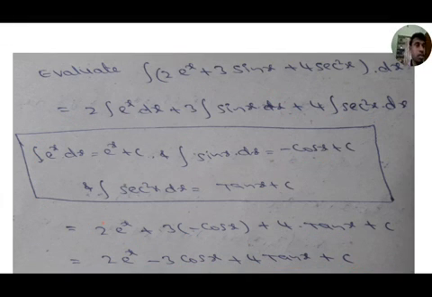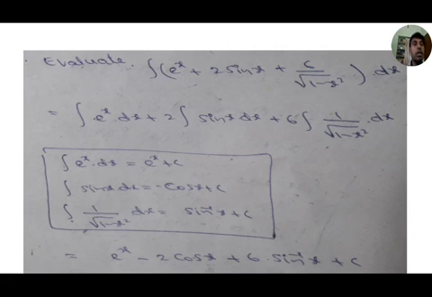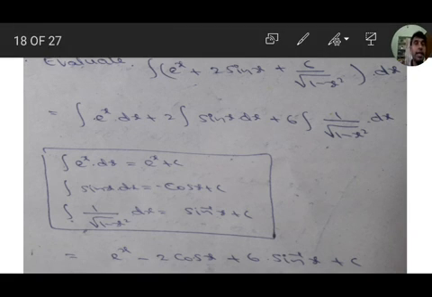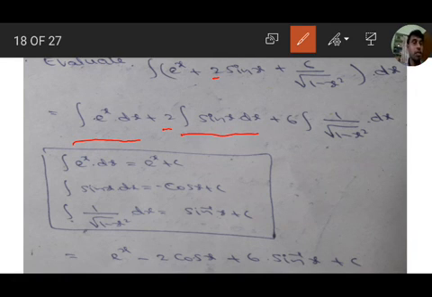Formulas are compulsory. If you don't know the formulas, we can do nothing. Next, evaluate integration e to the power of x plus 2 into sin x plus 6 by square root of 1 minus x square. Here also a sum of 3 functions. So first, integration of e to the power of x dx. 2 is the coefficient outside. Integration of 2 into sin x dx. 6 is the coefficient outside. Integration of 1 by square root of 1 minus x square dx. So here also 3 formulas.